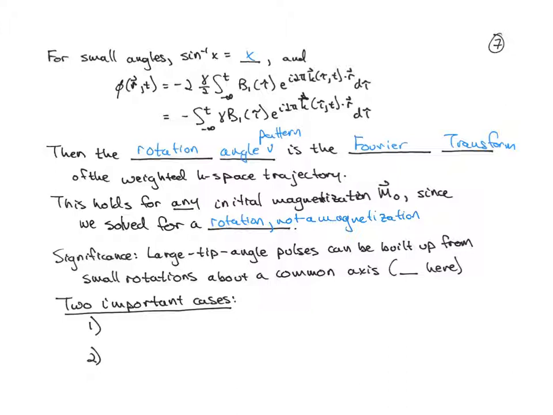So the significance here is that large tip angle pulses can be built up from a series of small rotations if they're performed around a common axis, which here is the x-axis. And there are two important cases that we'll talk about. The first is one-dimensional spatially selective rotations for spectral spatial inversions and spin echo pulses.